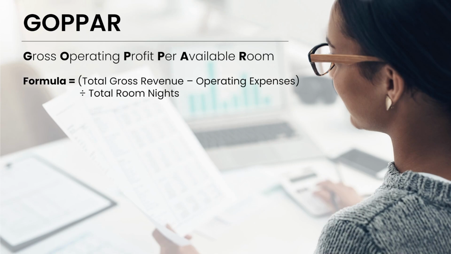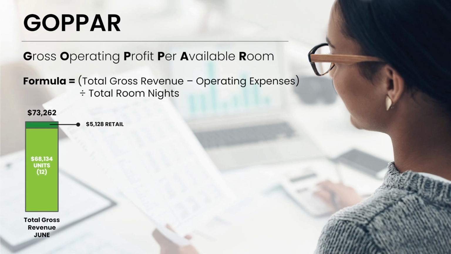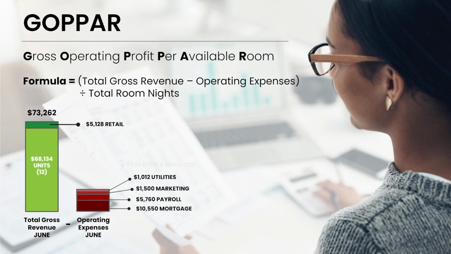So let's do an example where we will calculate a 12-unit property's GOPAR for June. For June, our 12 units booked for a total of $68,134. We also sold $5,128 worth of s'mores kits and firewood. This brings our total gross revenue to $73,262. Next, we'll tally up and subtract our operating expenses. This includes our property mortgage, payroll, marketing, utilities, food and firewood costs, for a total of $19,622 for the month.